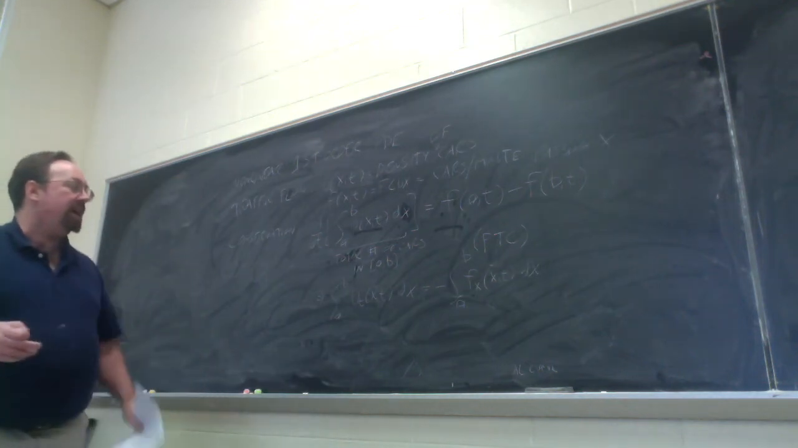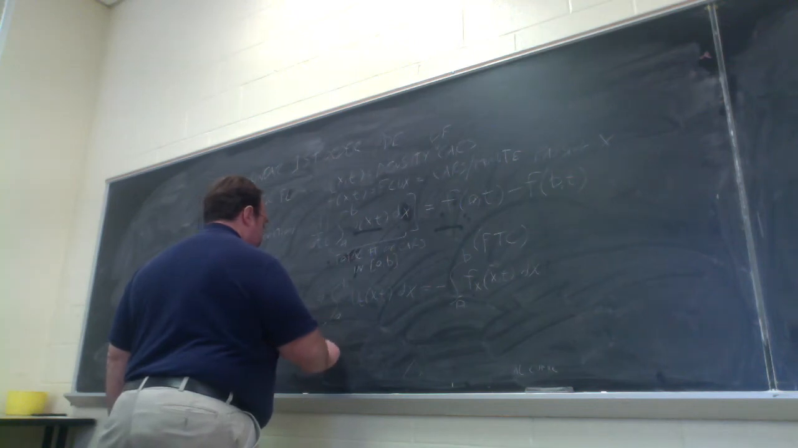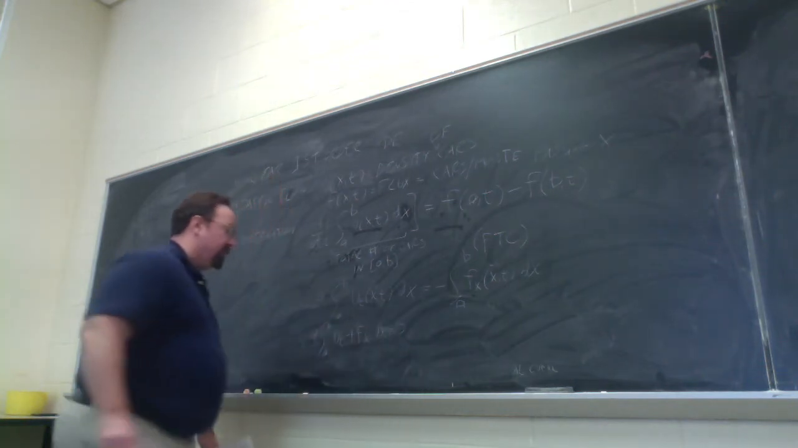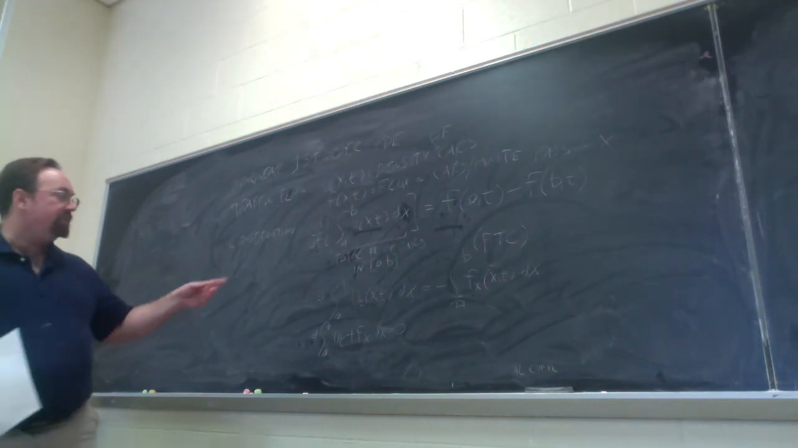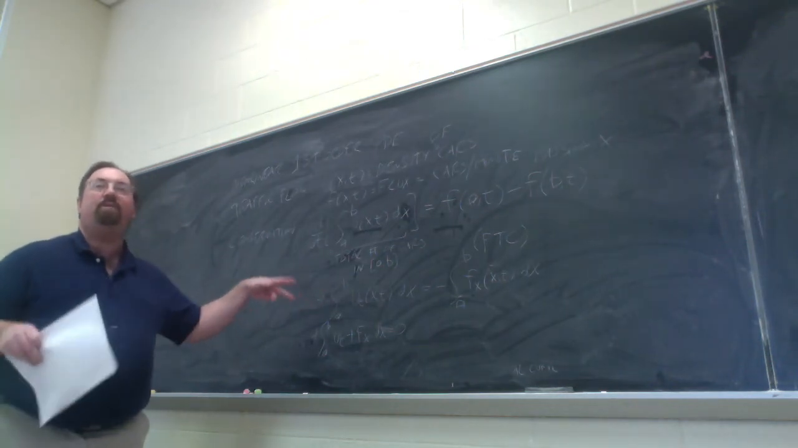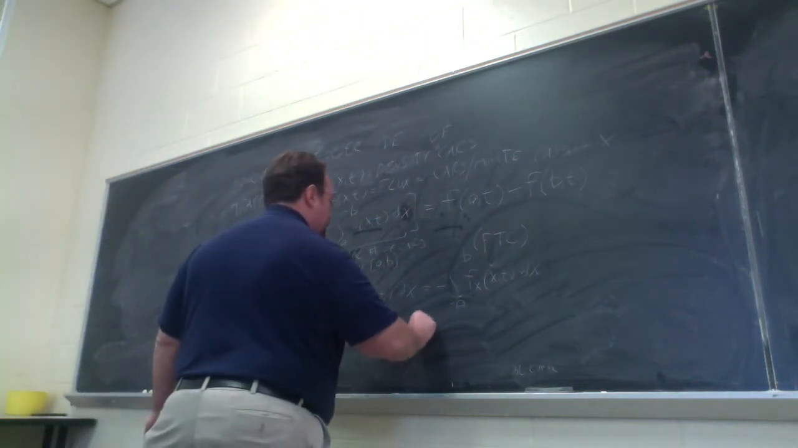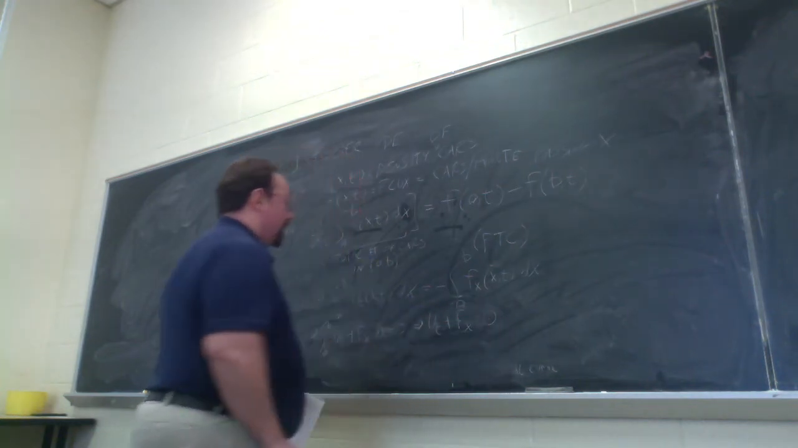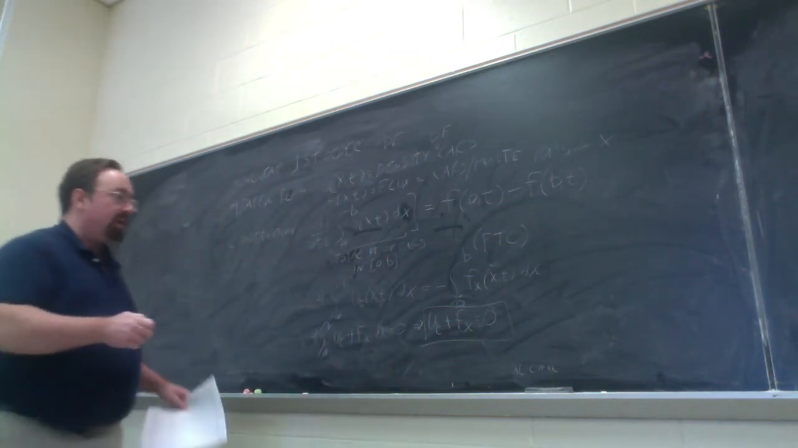Okay, so now I can move everything onto one side. So I have the integral from a to b of du dt plus df dx is 0. But the segment AB is an arbitrary segment. It holds for all segments. So out pops my PDE, du dt plus df dx is 0. So this is my conservation equation.